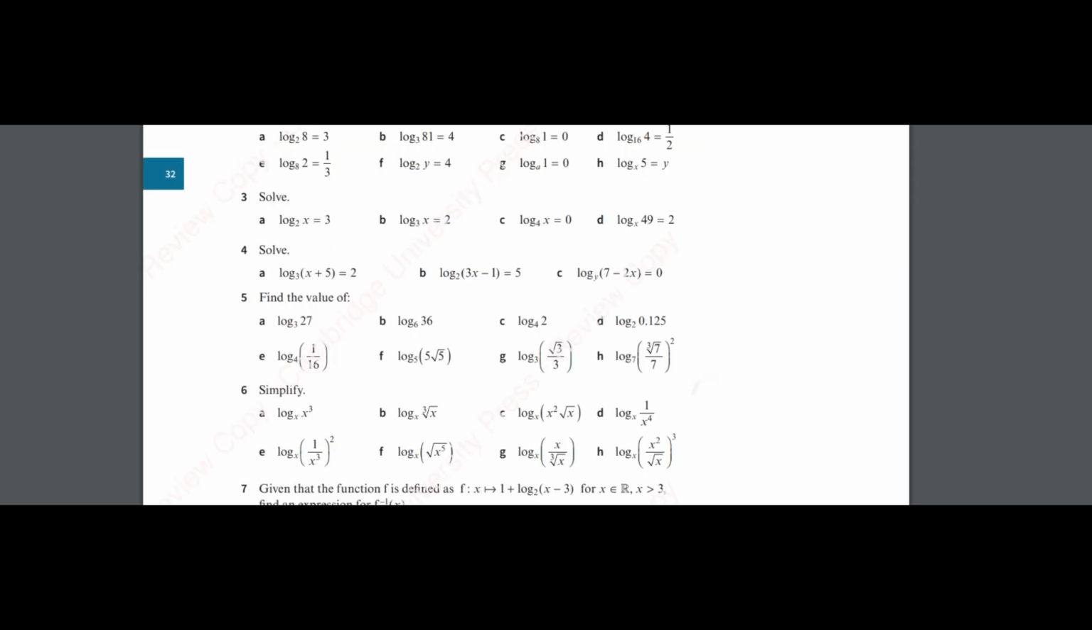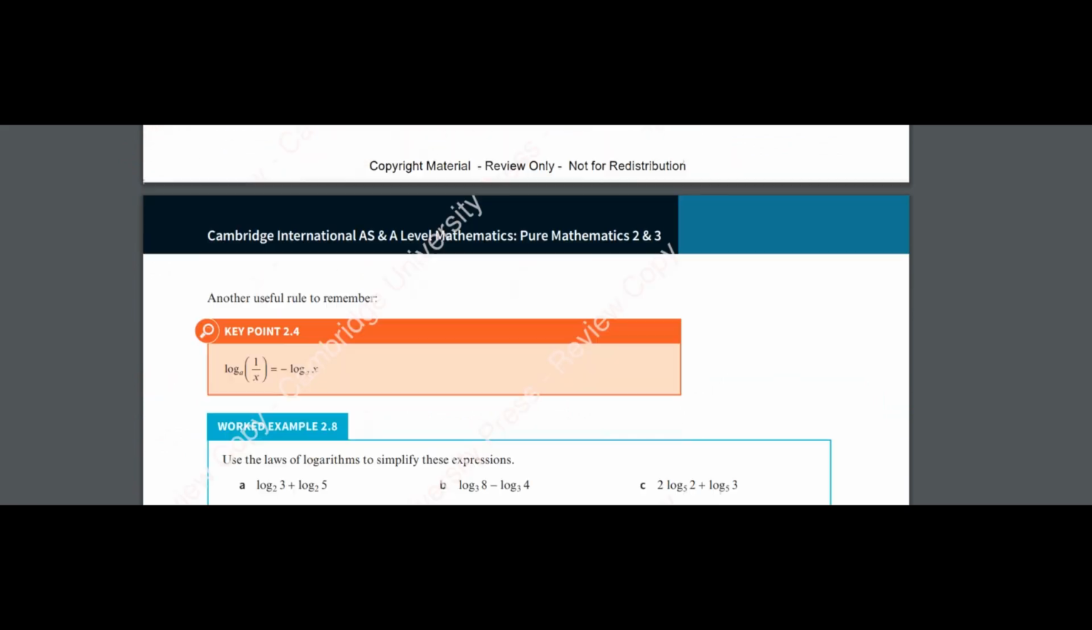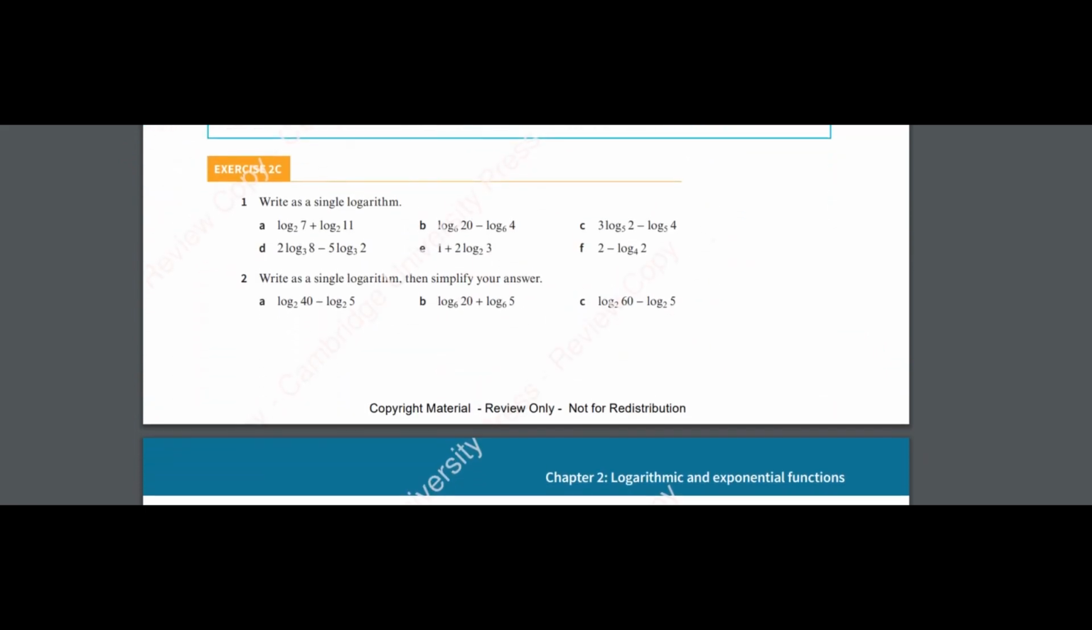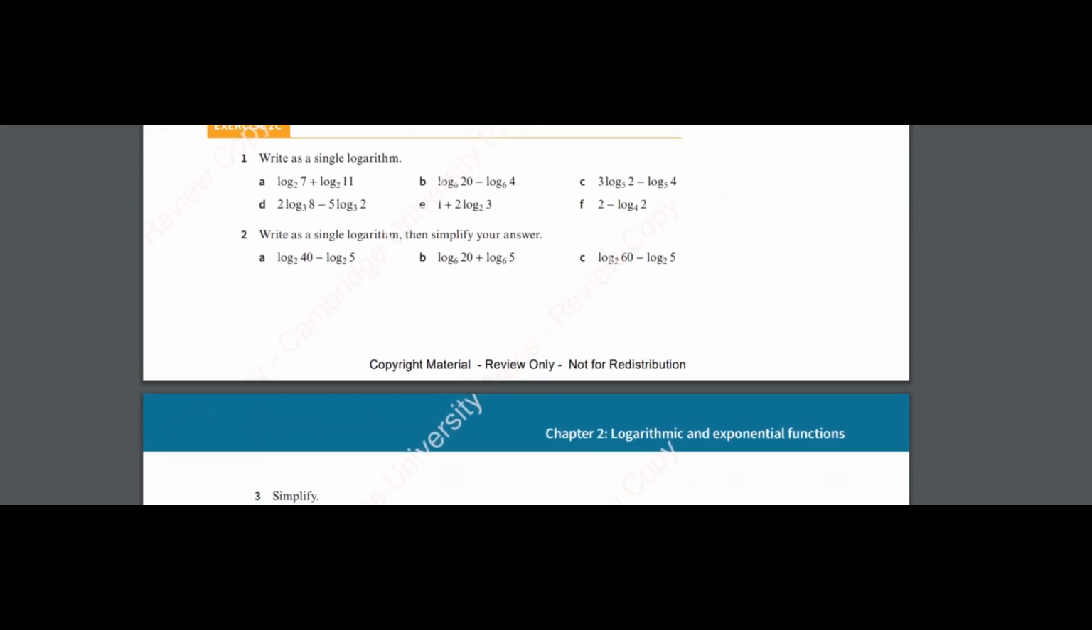Congratulations to those people that got all the questions correctly. But if you are still struggling with any of them, you can check the video again and reattempt. In today's class, we are going to be checking the laws of logarithms, and at the end, we should be able to solve exercise 2C.